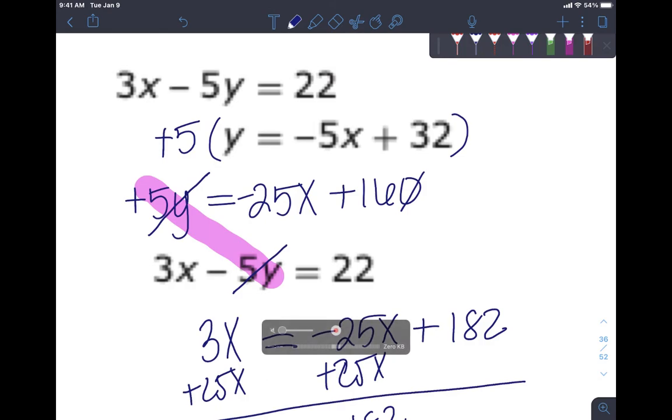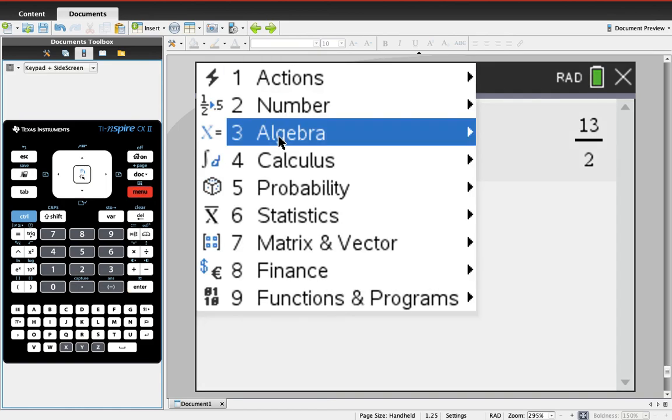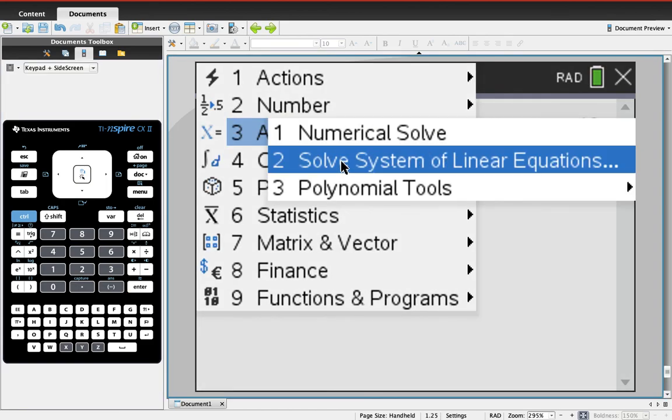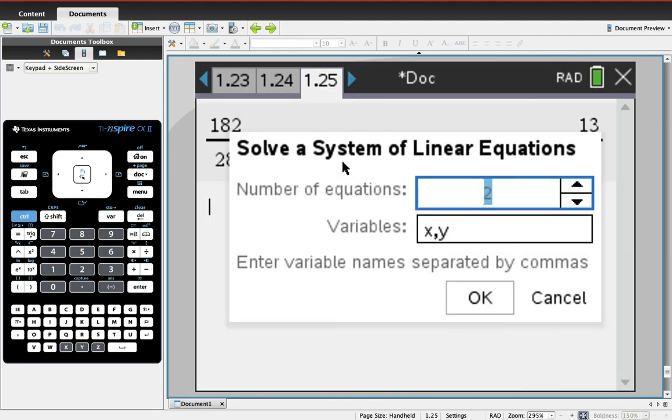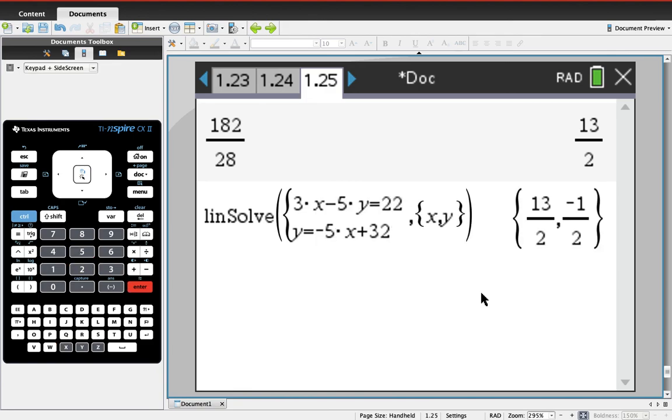So let me go ahead and run this linear solve. I'm going to hit Menu, Algebra, Solve system of linear equations. Menu 3-2. But it's got to be on the calculator screen. I'm going to hit OK. I'm not going to change anything. 3x minus 5y equals 22. And y equals negative 5x plus 32.